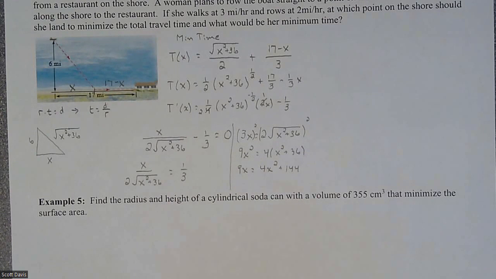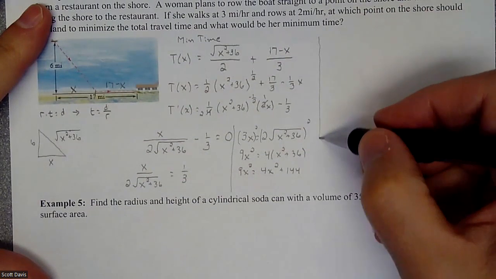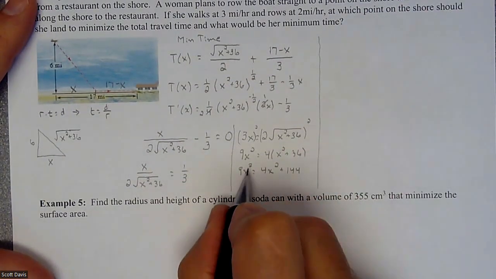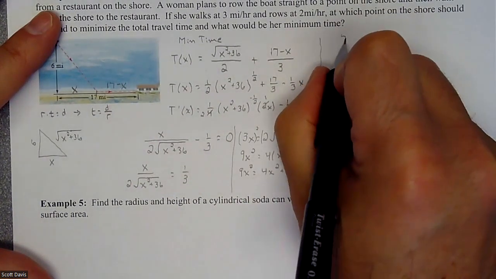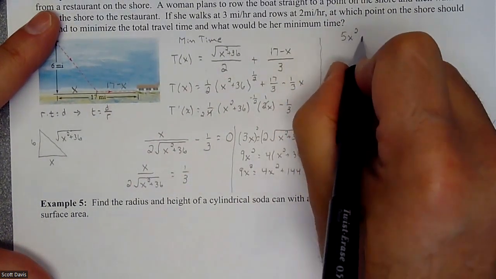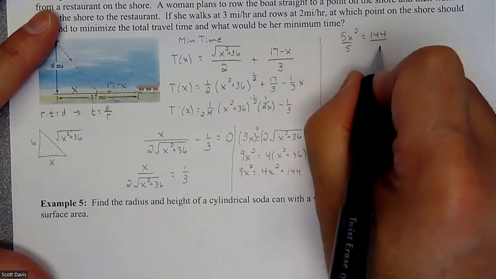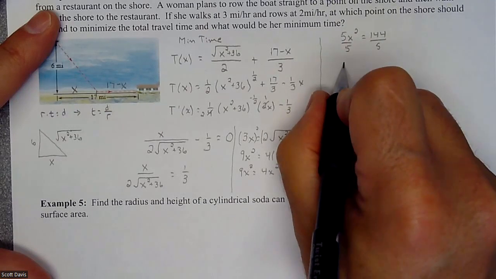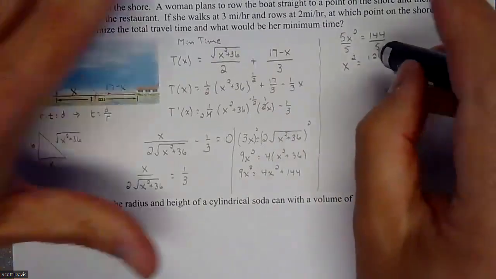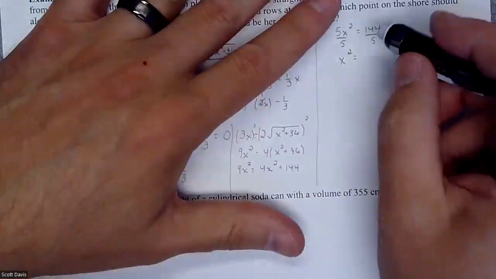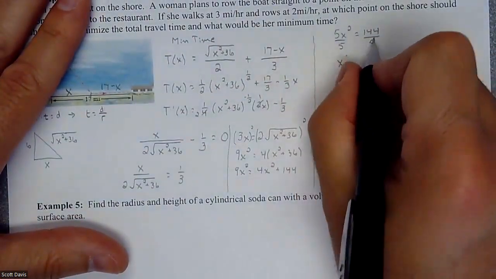All right, so to solve that, I dropped my square. If I keep on solving this, that actually made it much nicer. So I'll subtract the 4x squared over, so I'm looking at a 5x squared equaling 144. Divide by 5 and square root it. I get x squared equals, don't square root it yet. So we're going to divide by 5 and then square root it.